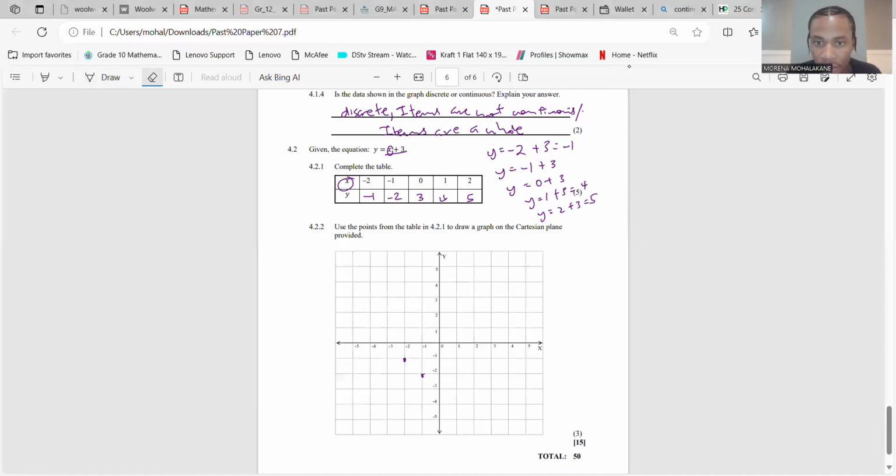Okay, I've made an error somewhere. This is going to give me negative 1. This gives me a 2. It's a positive 2. And then 3, 4, and 5. Yes. So this is a positive 1. Positive 1 here.